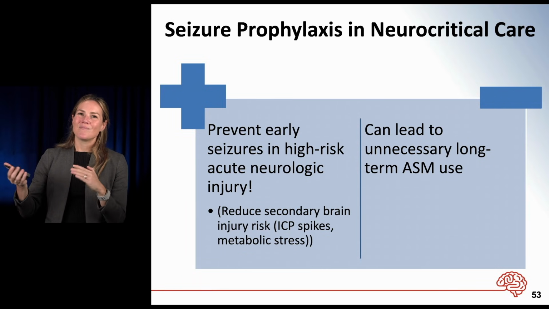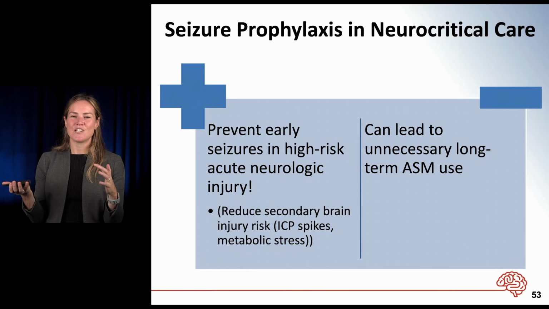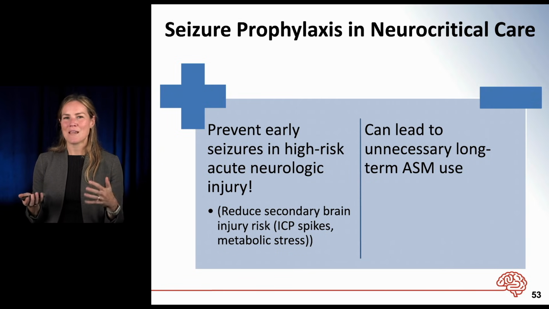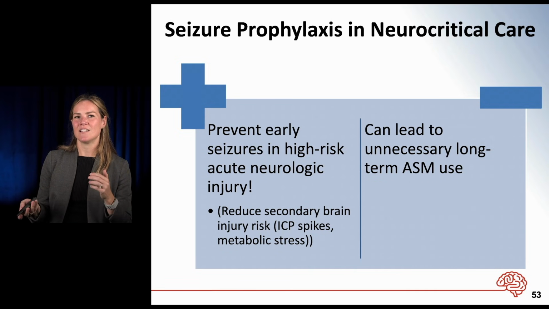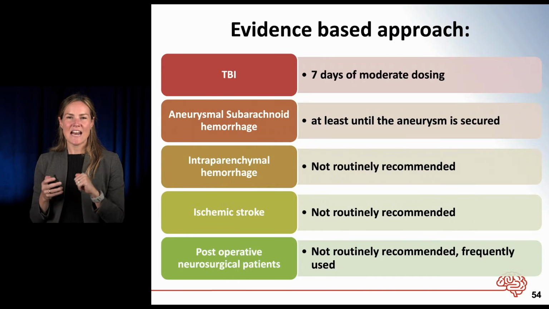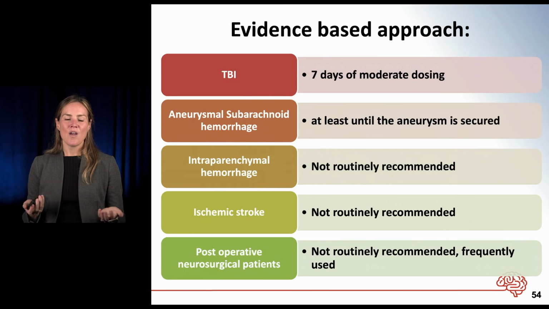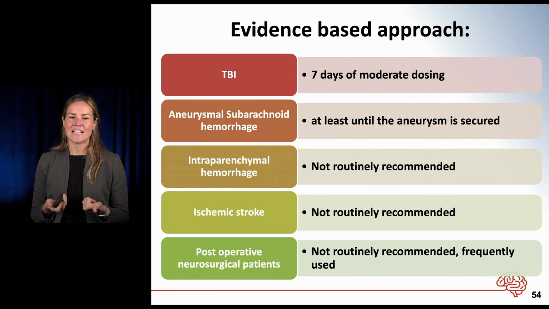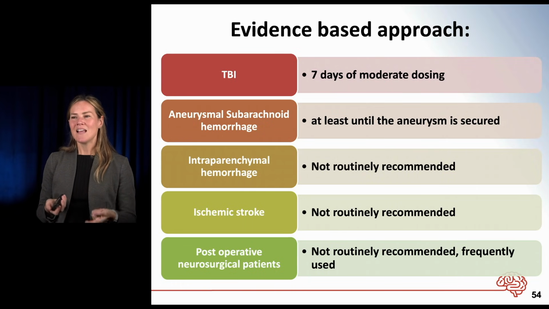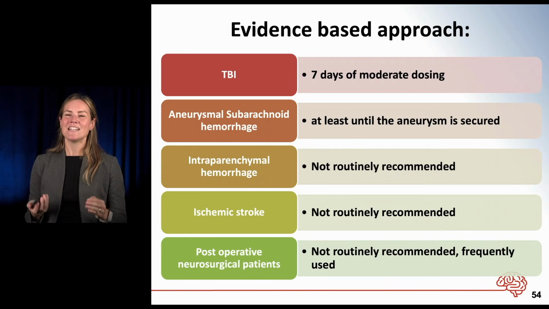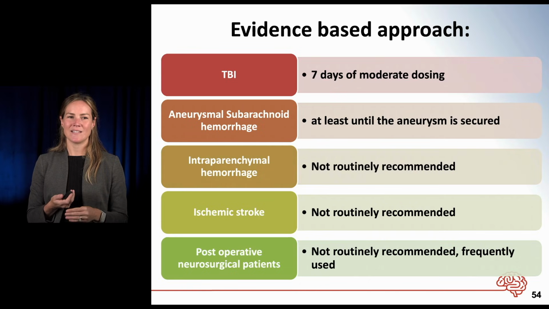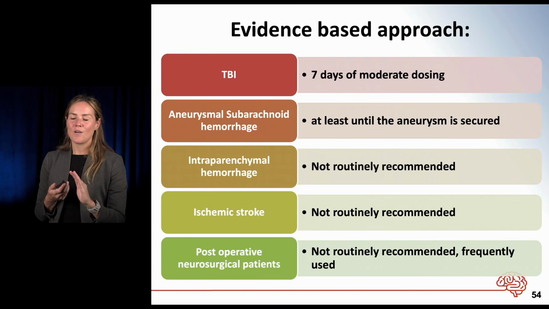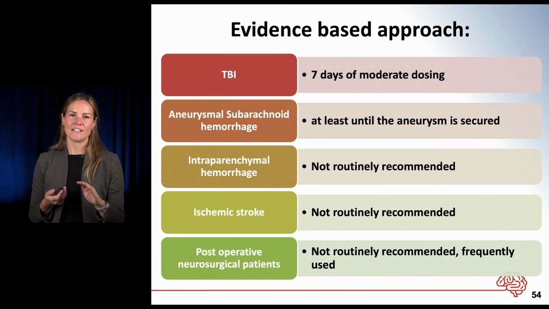However, long-term seizure medications have a lot of downsides, and we do not want patients to stay on these indefinitely just because we kind of started them hoping to prevent a seizure. So let's take an evidence-based approach. In TBI, really important that they do get 7 days of a moderate dose anti-seizure medication. In aneurysmal subarachnoid hemorrhage, okay to use an anti-seizure medication until the aneurysm is secured, maybe a little bit longer in very high-risk populations. In everything else, we are not routinely using anti-seizure medications.